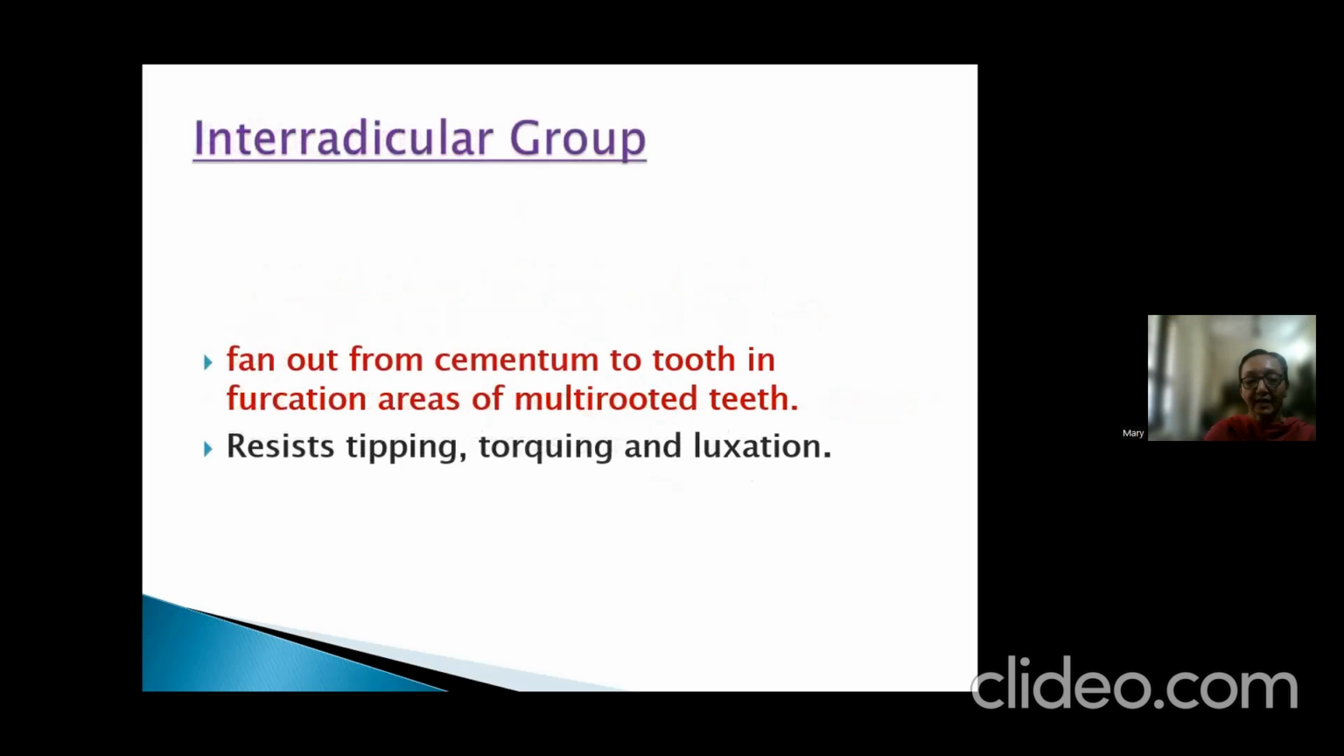Now coming to the interradicular group, they fan out from the cementum to the tooth in the furcation area of multi-rooted teeth. So they are found between the roots of multi-rooted teeth, and they resist the tipping forces, torquing forces, and the luxating forces of the tooth.